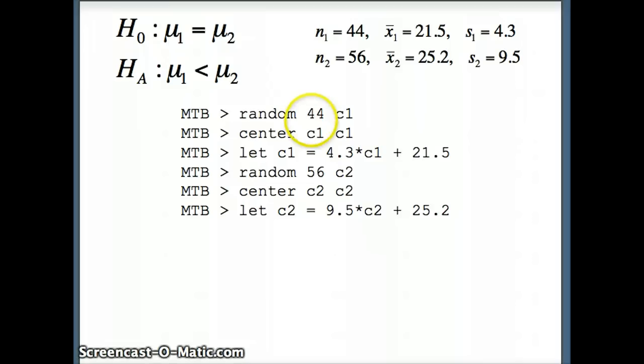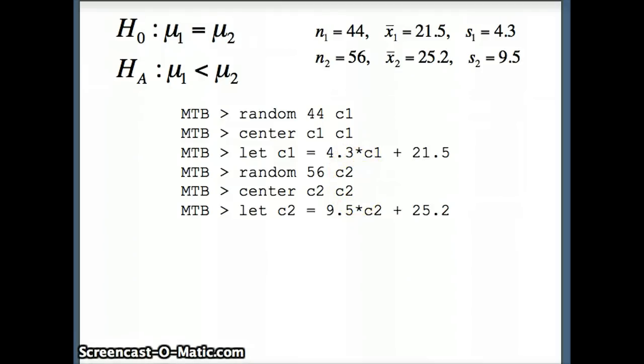Random 44 C1 puts 44 numbers into C1. Center C1, C1 makes them have a mean of exactly 0 and a standard deviation of exactly 1. Let C1 equal 4.3 times C1 plus 21.5. That converts it so the mean is exactly 21.5 and the standard deviation is exactly 4.3. For the second data set, random 56 C2, putting 56 numbers chosen randomly from a Z.